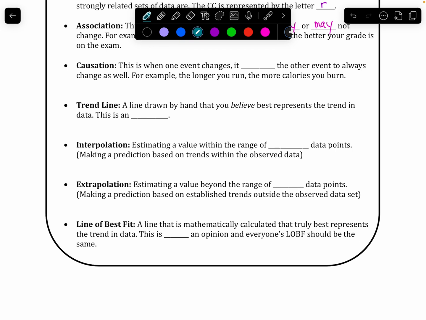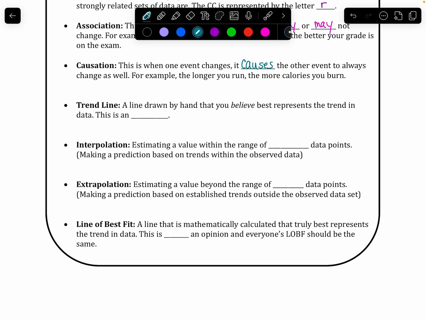The opposite is true with causation problems. If you have a causation, that is when one event changes, it causes the other event to always change. For example, the longer you run, the more calories you burn. If I run for 1 minute, I burn 1 calorie. If I run for 10 minutes, I burn 10 calories.